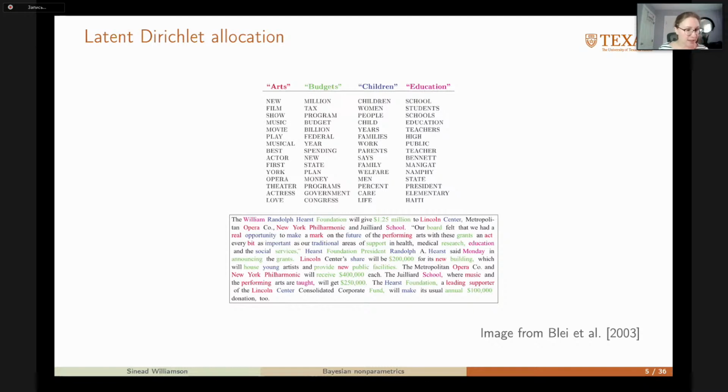So someone has asked, and it's already been answered, but I'll mention it anyway, because I know some people are watching on YouTube and can't see the chat. So each topic here contains every single word in the dictionary. It's just going to have high probabilities on some and low probabilities on others. So for example, the word school is going to still be in this vector of probabilities for the arts. It's just going to have really small probability.